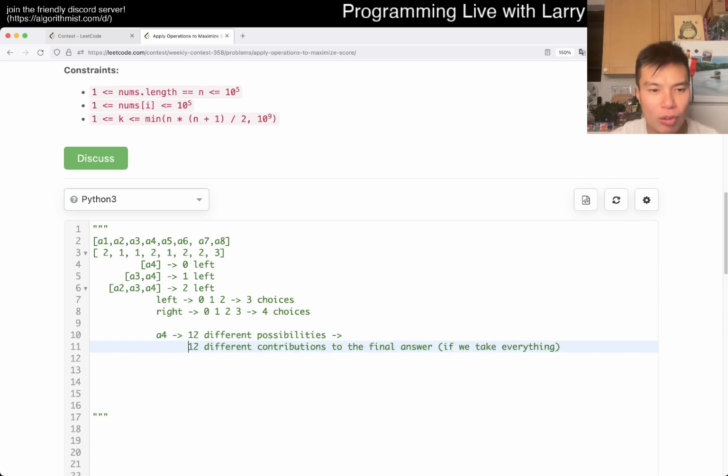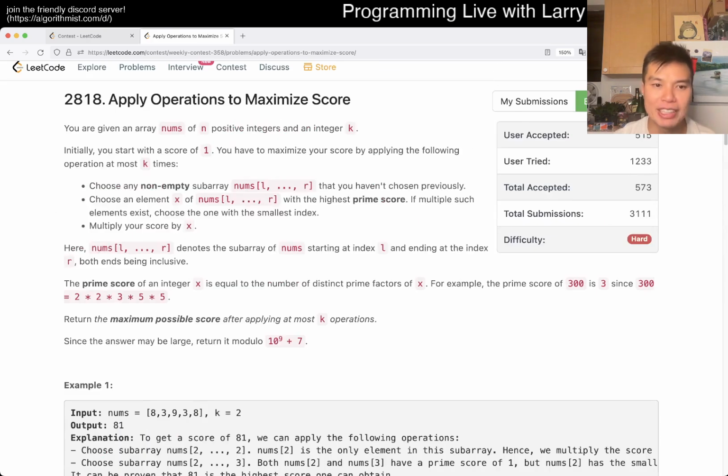Now we go back to the original problem and factor in K and how many times that comes into play. If there's no K, you just multiply everything for everybody and that's it. But because there is a K, what do we do? As we said, it's going to be greedy, because for multiplication you always want to multiply by the biggest number.